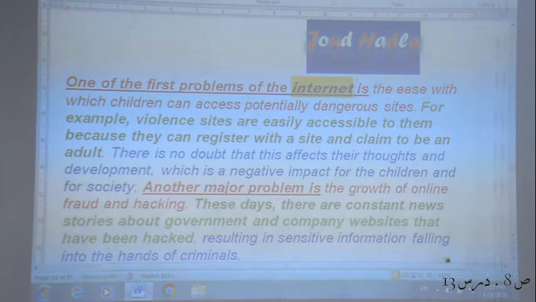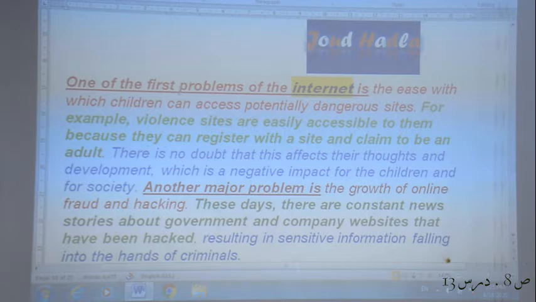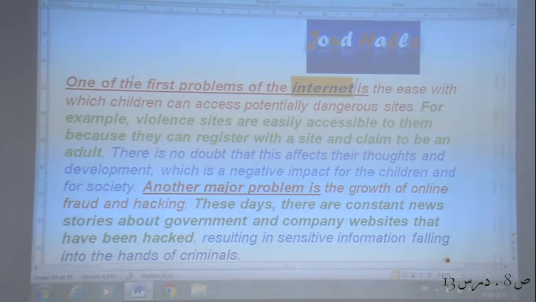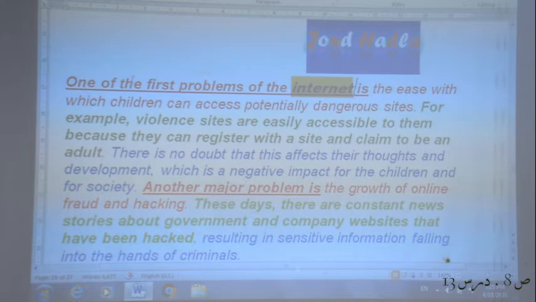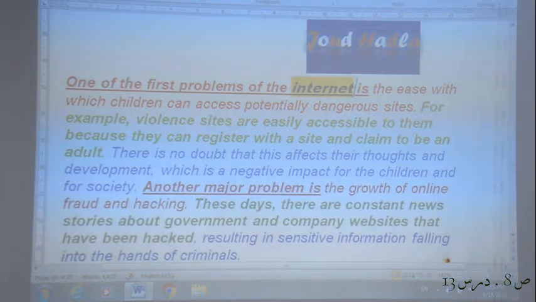Again, whenever you want to write a problem solution essay, you can use this underlined sentence in the red color. So one of the first problems of the internet, and it is not necessary to write about the internet. This is our topic today. You can change this word in black depending on the question in your exam. So one of the first problems of the internet is, this is a very important introductory expression when you want to talk about the problems, is the ease.